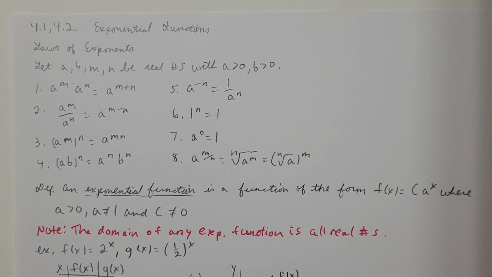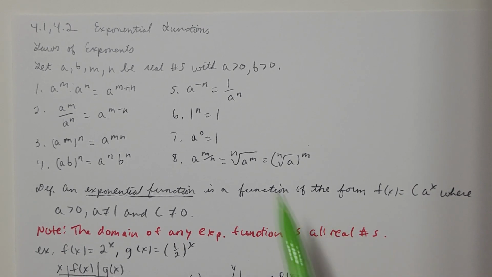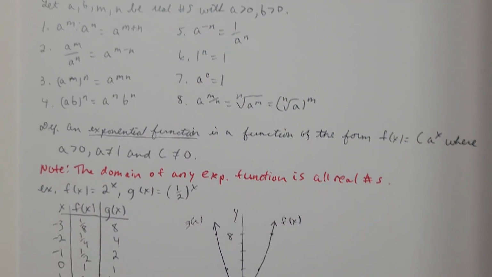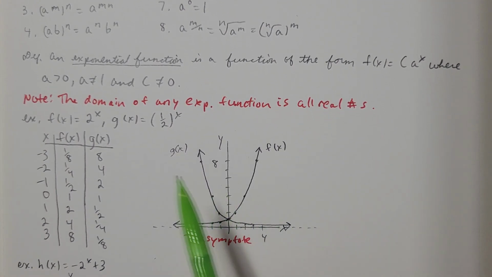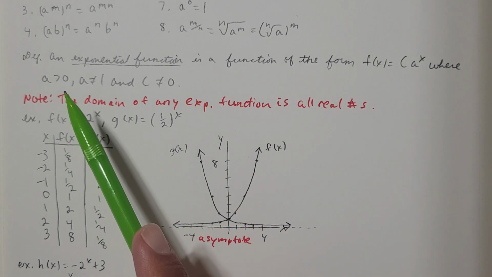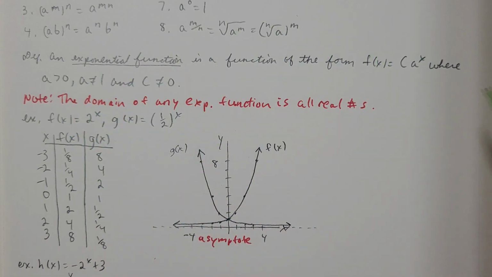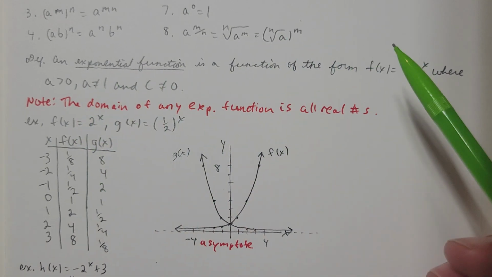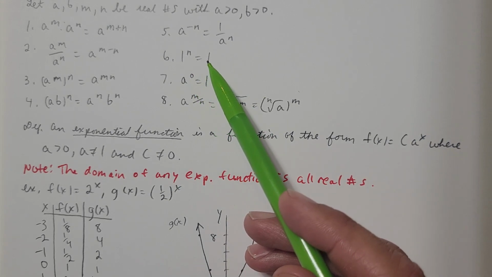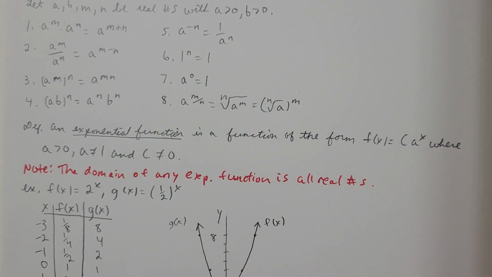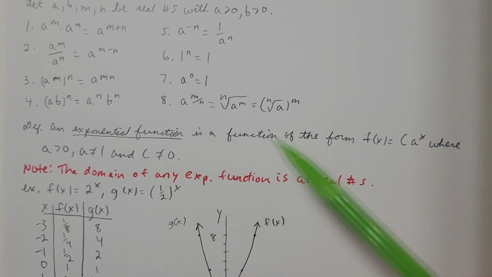You'll see those. So then the section is called exponential functions. The definition says that an exponential function is a function of the form f of x equals c times a to the x, where a is called the base of the exponential. a has to be some positive number, although it can't be 1, because we know law 6 says 1 to any power is 1. And c can be any number, just not 0, because 0 times anything is 0.